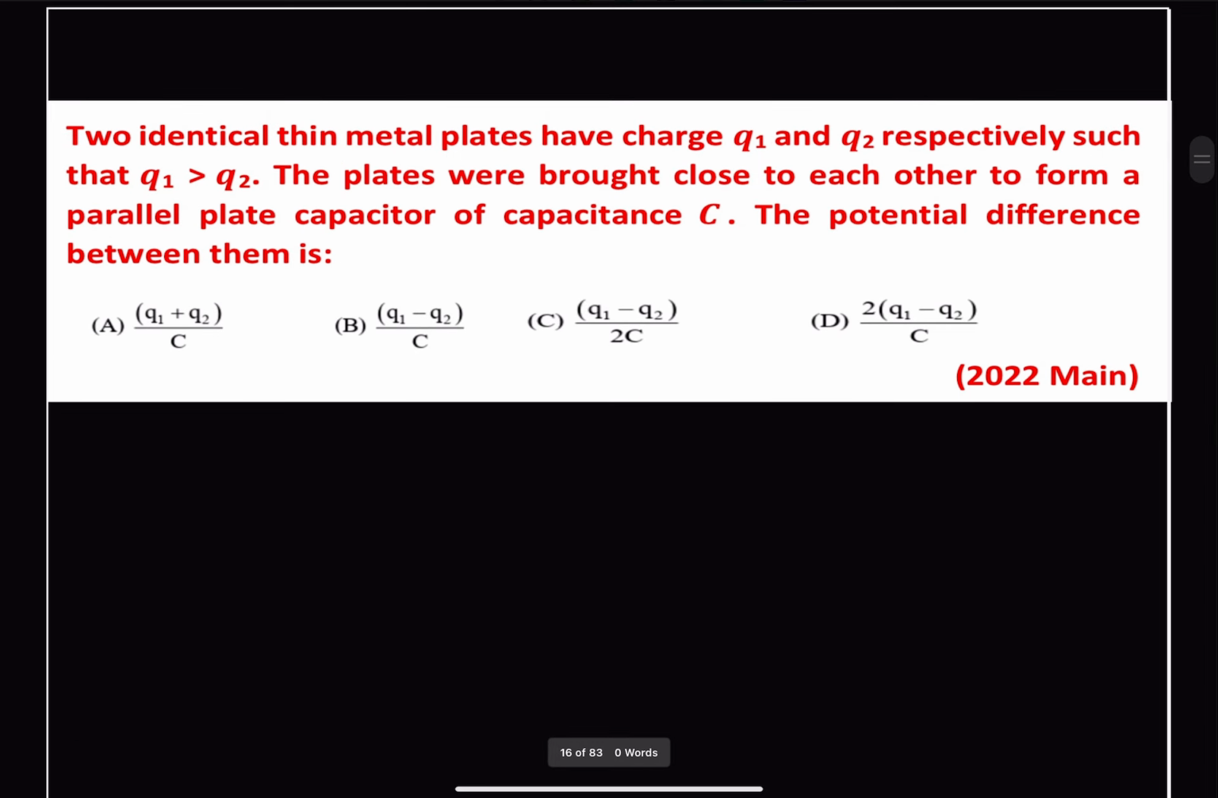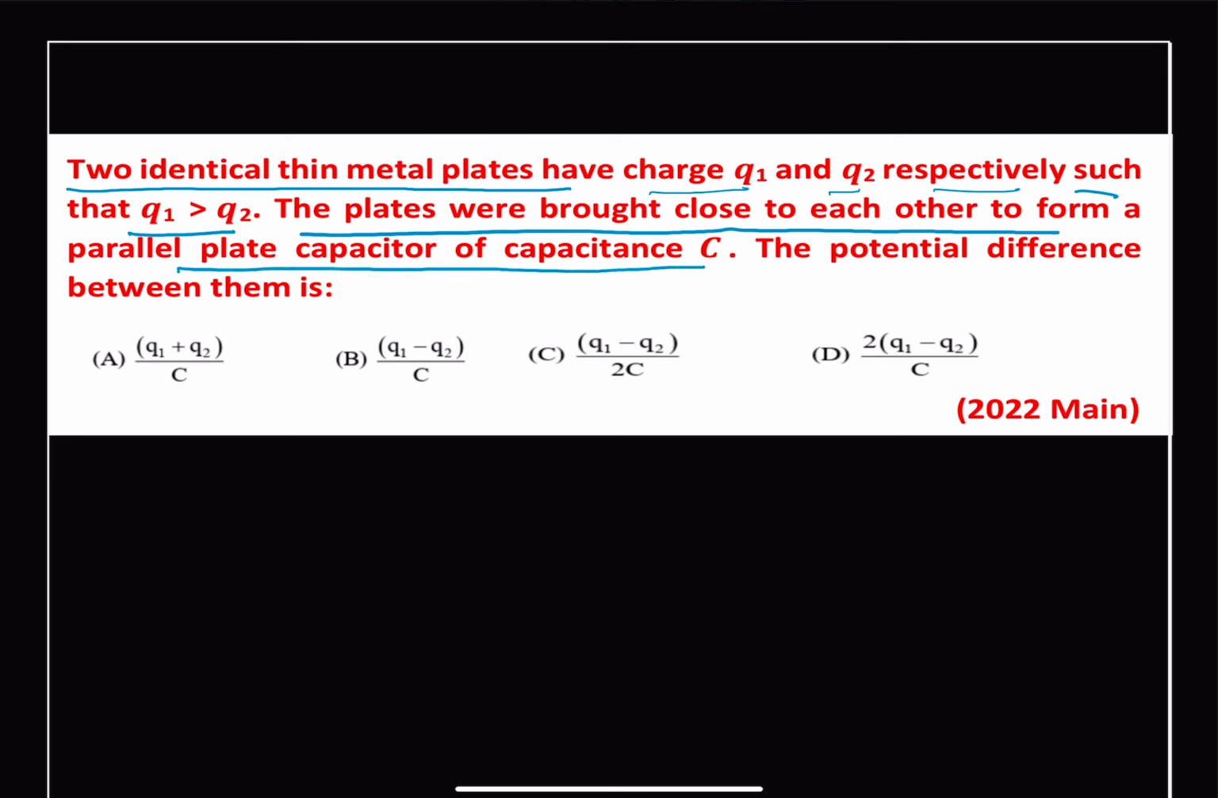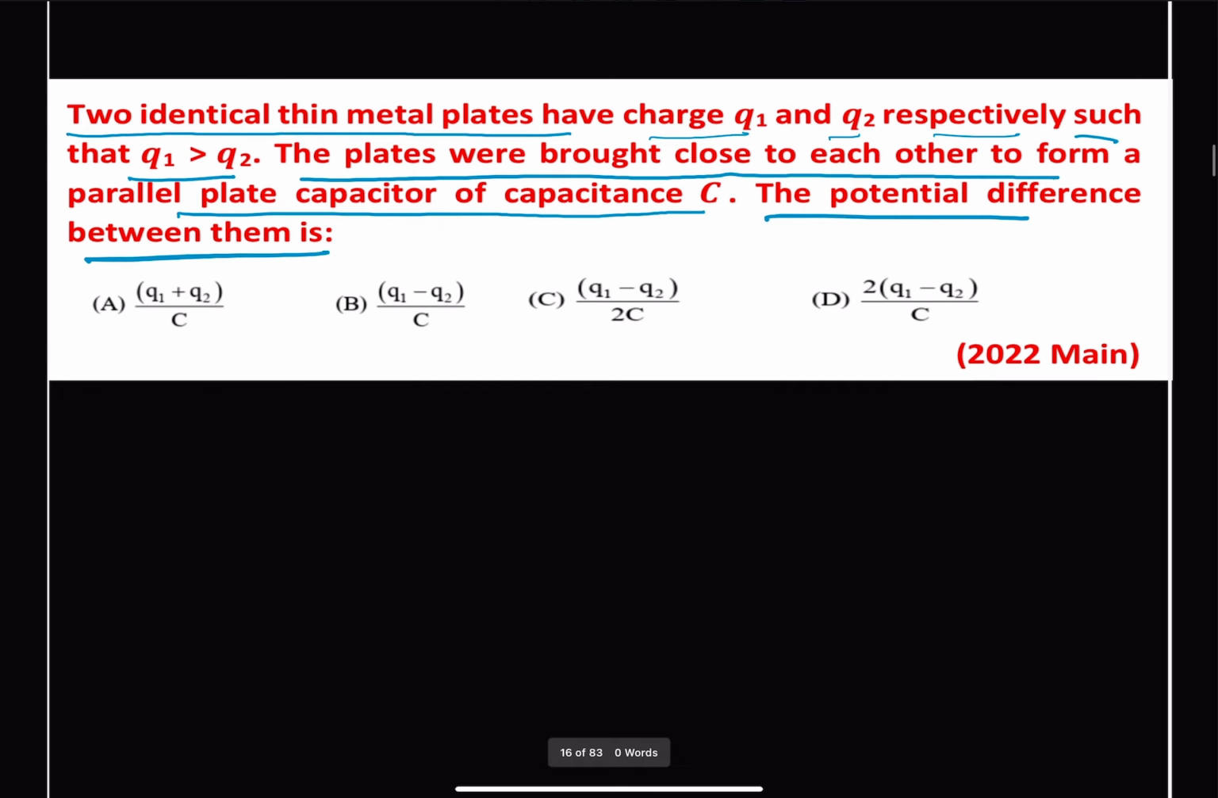We are given that two identical thin metal plates have charge Q1 and Q2 respectively, such that Q1 is greater than Q2. The plates are brought together close to each other to form a parallel plate capacitor of capacitance C. The potential difference between them is... Here we are given that we have two plates. One is having a charge of Q1, another is having a charge of Q2, and they are brought together but not connected.